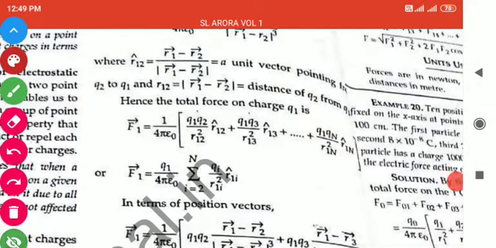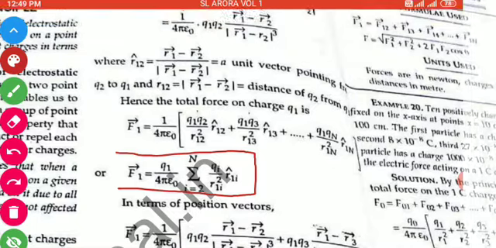on 1. This is the formula for total force. You can calculate, and by putting these values you can calculate the total force.